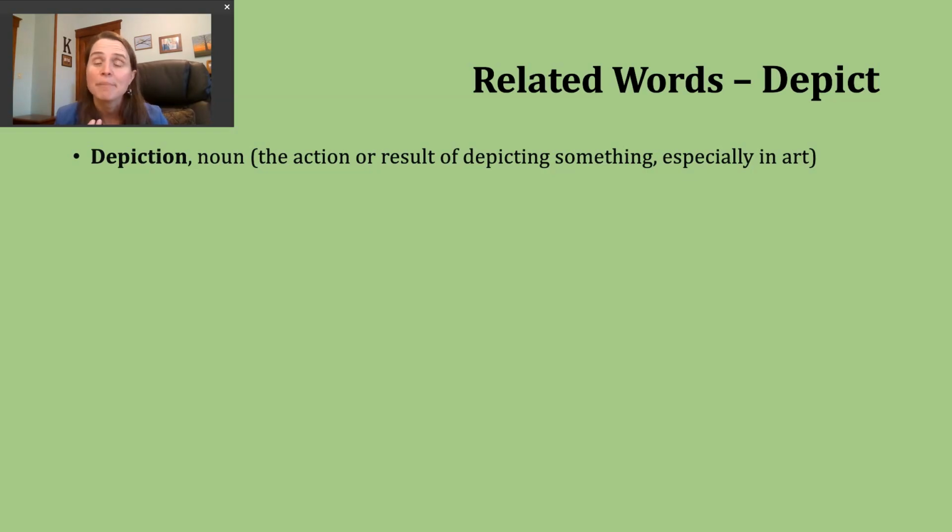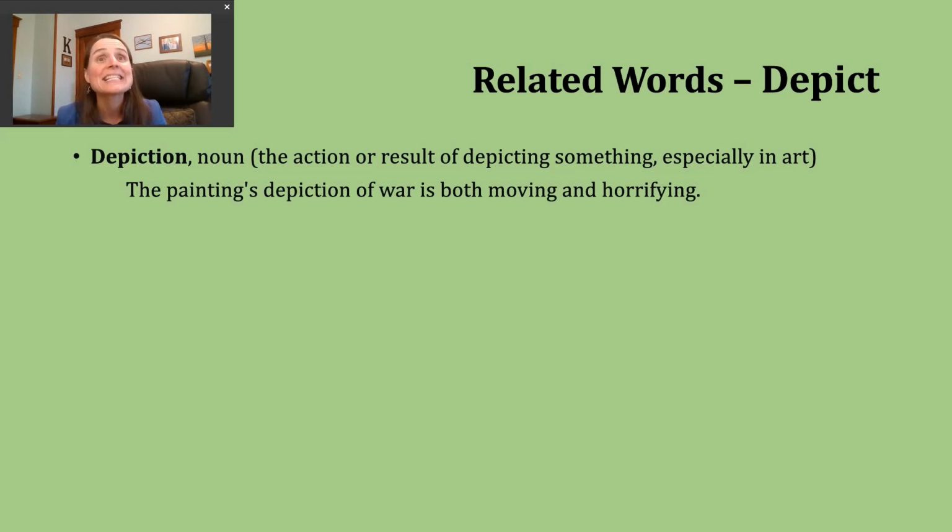This is a really common pattern that occurs in English. You'll notice a lot of nouns that end with tion. And we can look back to that root word. So this noun means the action or result of depicting something, especially in art. So we can kind of go back to those earlier definitions of representing, showing, portraying something in words. An example of this noun in a sentence: the painting's depiction of war is both moving and horrifying. All right, so what is shown, what is represented, causes these particular feelings.